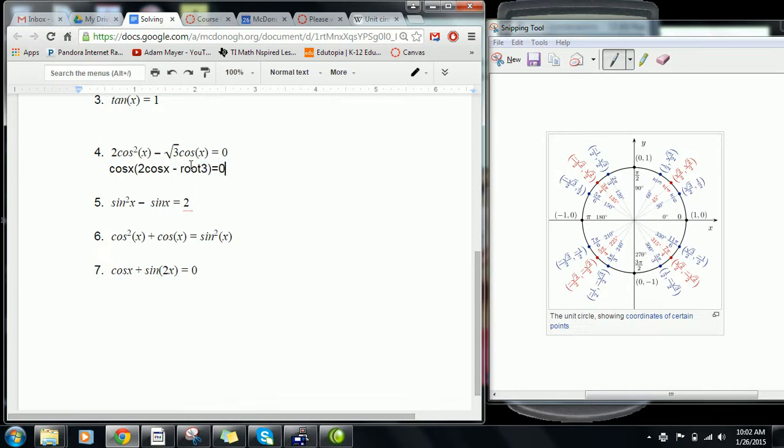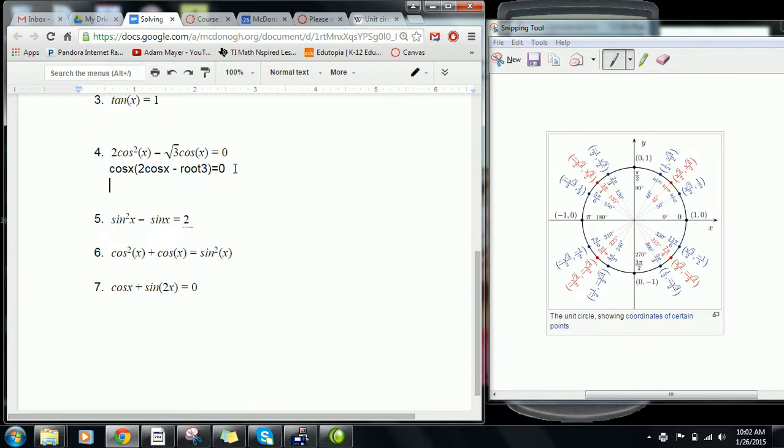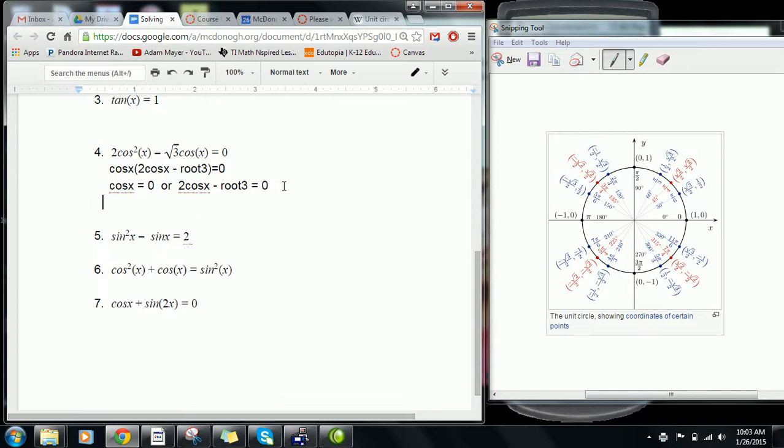Just as if it were 2x squared minus root 3 x equals 0, you would factor to get the product of something equaling 0, right? And then as we would with a polynomial, we'll set each factor equal to 0. So cosine x equals 0, or 2 cosine x minus root 3 equals 0, right? Just as if these were polynomials, if a times b equals 0, that means either a has to be equal to 0, or b has to equal 0. And now I'm going to solve each one individually. The first one is pretty easy because 0 is a nice number. We get to one of those quadrantal angles, or 2 of them in fact.